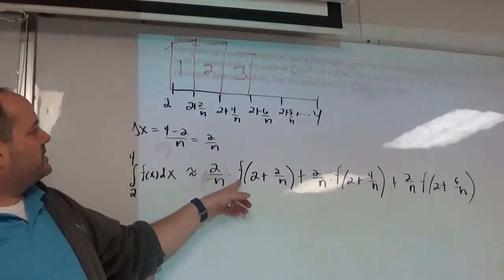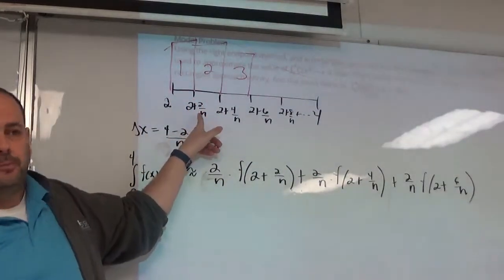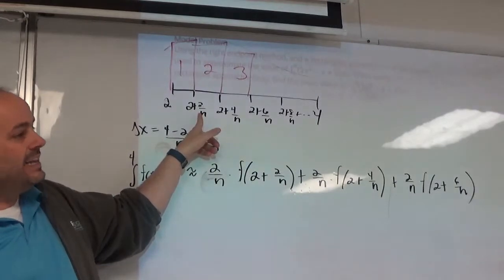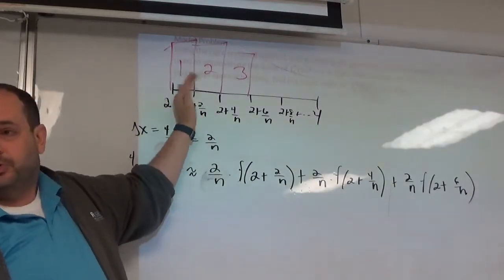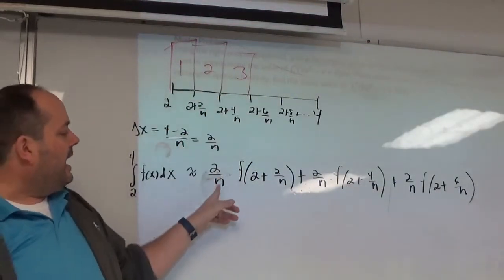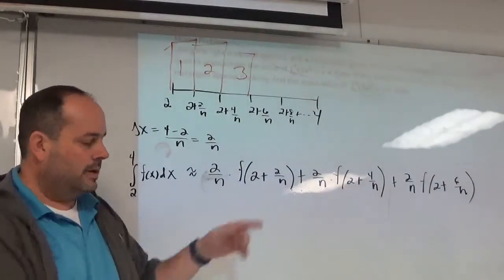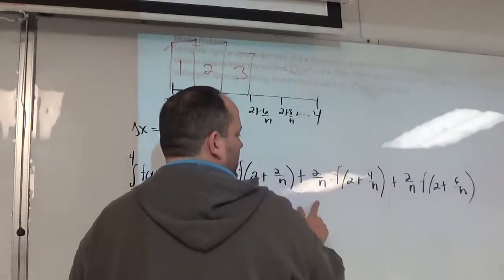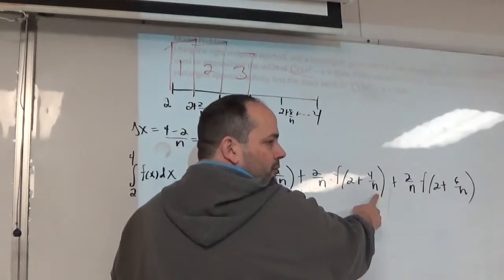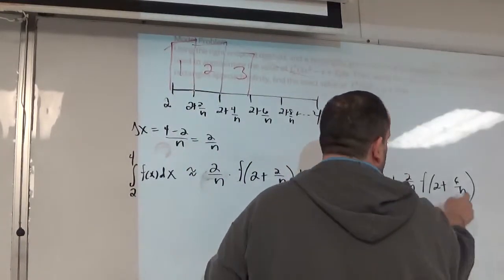The height is going to be f at 2 plus 2 over n. You're not starting at 0 this time. You're starting at 2 and you move 2 over n to the right. f of 2 plus 2 over n. Second rectangle, 2 over n times f of 2 plus 4 over n. Third rectangle, 2 over n, f of 2 plus 6 over n.